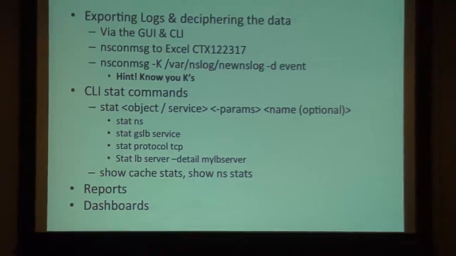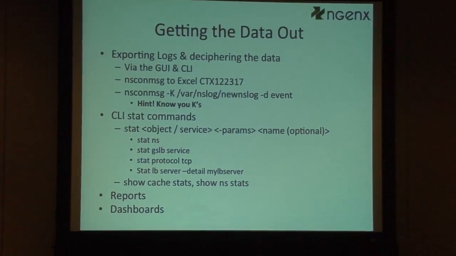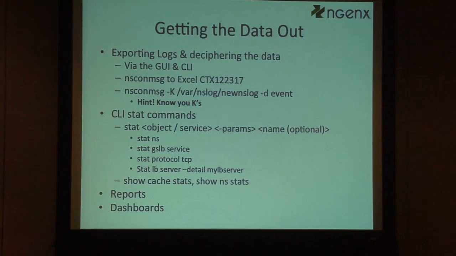So how do we get the data out of the box? The built-in data, the core data, and the core logging. Well, you have the GUI and you have the command line. Those are basically the two options you have. The GUI has a lot of different tools that use the different command lines to get information. It uses NSCon messages, it uses the stat commands to get live data and everything.